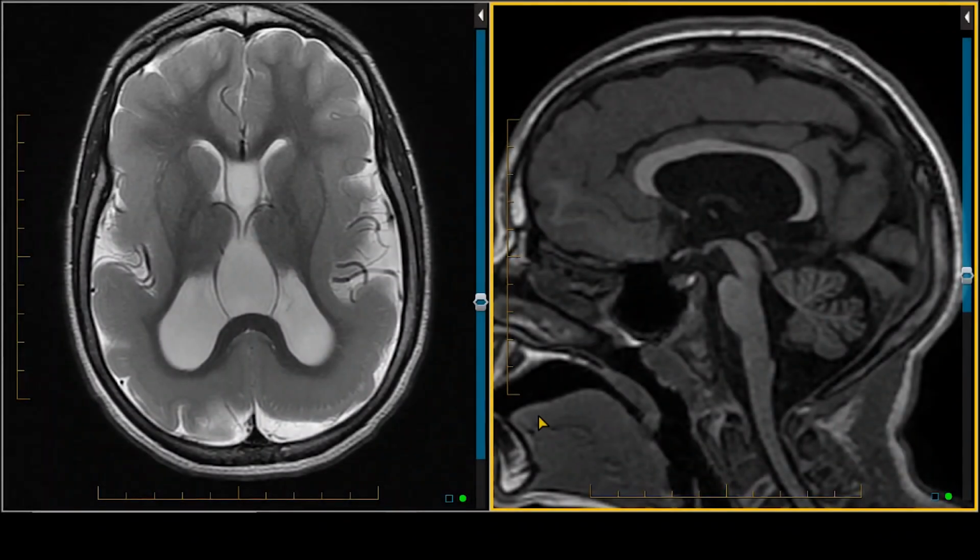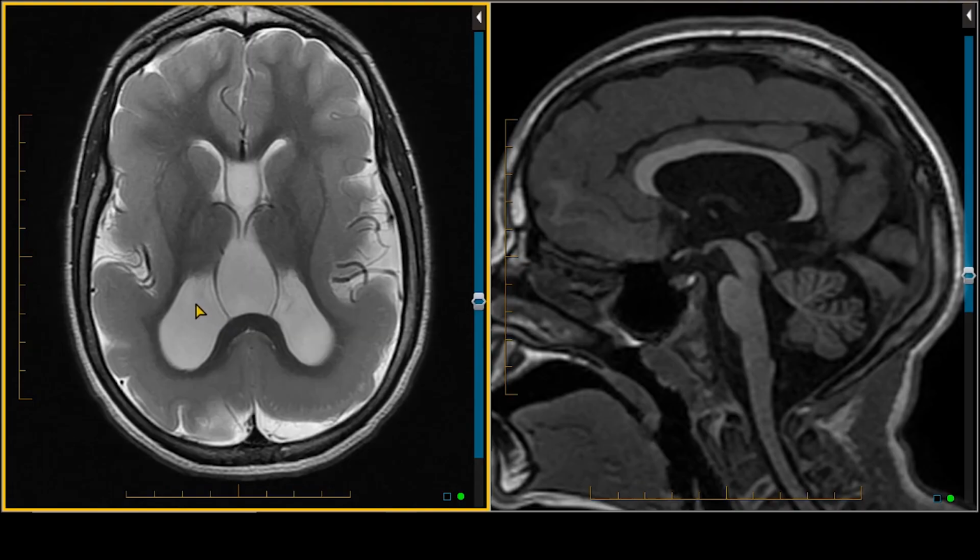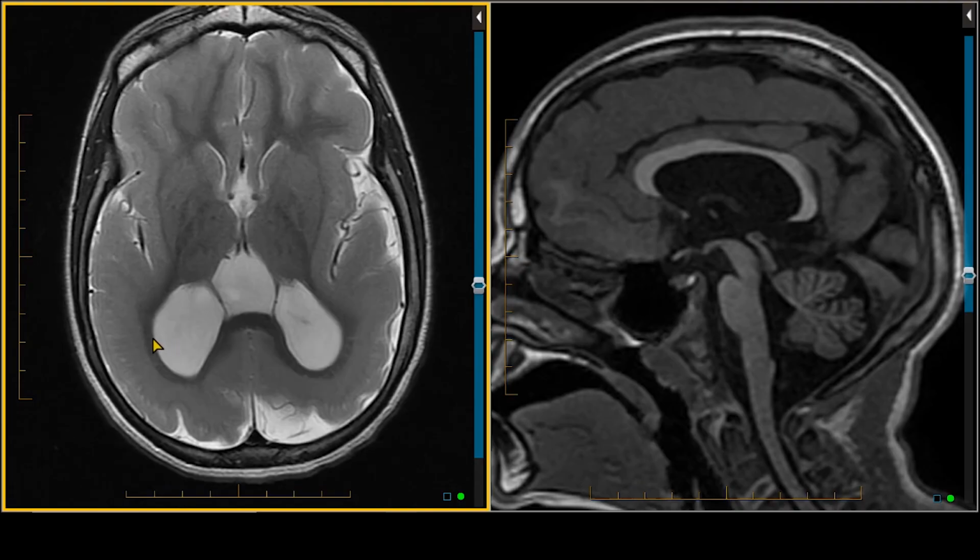This is an MRI of the brain in a 9-year-old child with developmental delay. And on the axial T2-weighted image, we see several things. First of all, there's a decreased volume of the cerebral white matter and corresponding enlargement of the lateral ventricles.